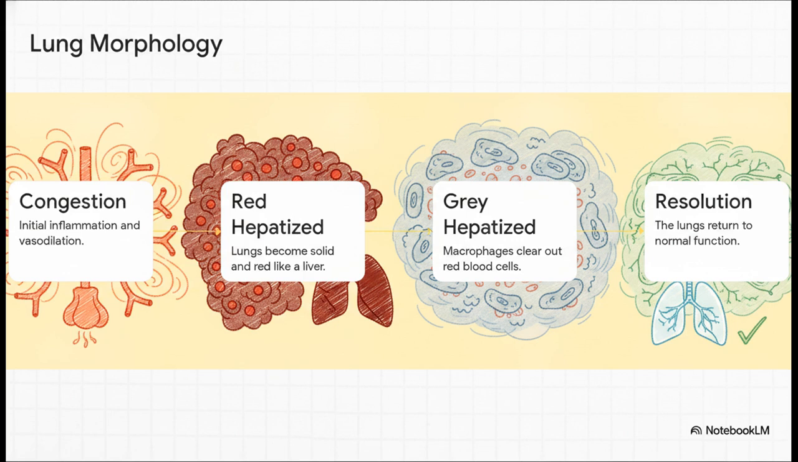Then comes this wildly fascinating stage called red hepatization, and this brilliantly illustrates how the body reacts. The massive influx of red blood cells and exudate literally makes the normally spongy lung tissue soft, solid, and red. It basically takes on the physical characteristics of a liver, hence the word hepatization. After that is gray hepatization, where the redness fades as specialized macrophage cells arrive, kind of acting like a cleanup crew, sweeping away the red blood cells and debris. Finally, if all goes well, we reach resolution, where the lung clears up and starts functioning normally again.